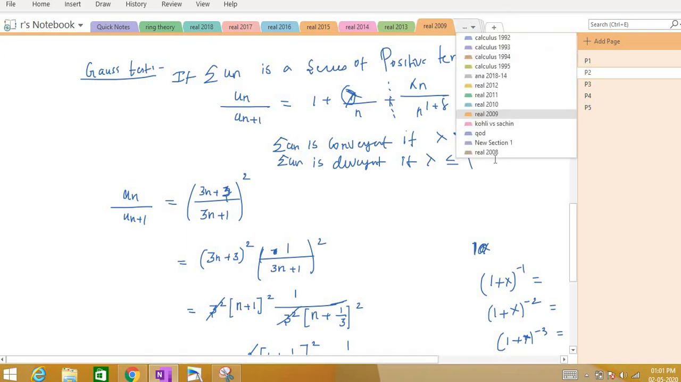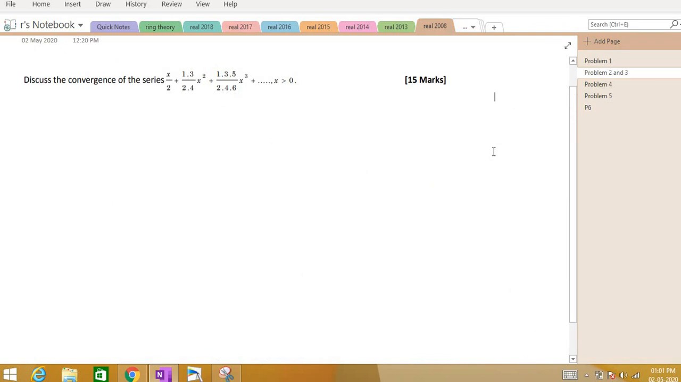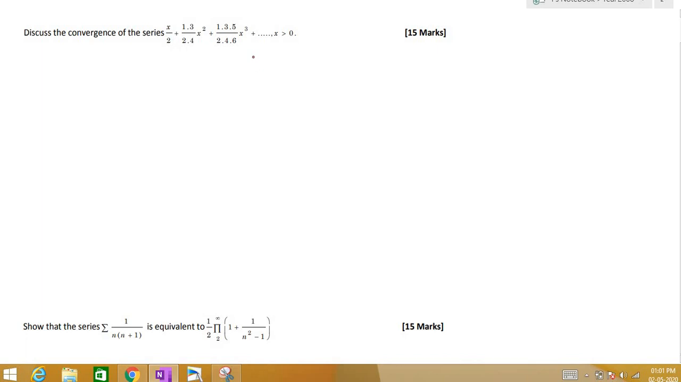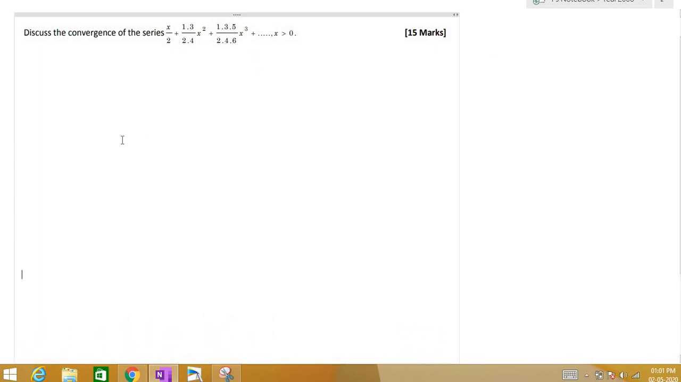So now we'll come back to our problem. We want to show for what values of x this series will be convergent, and for what values of x this series will be divergent, right? So we'll get back to our problem now.